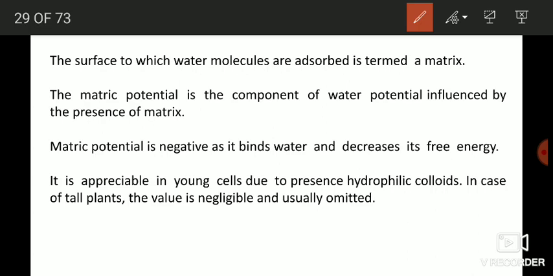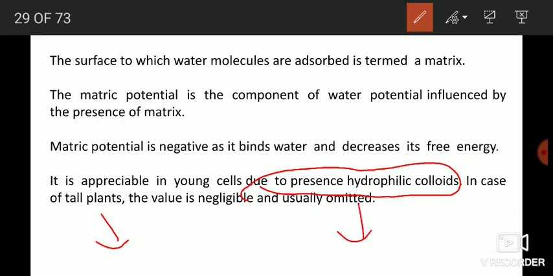Matric potential is appreciable in young cells because young cells possess hydrophilic colloids, but in tall plants the value is negligible, and generally it is omitted. The value of matric potential in tall plants is omitted because they do not possess that much hydrophilic colloids in their cells.